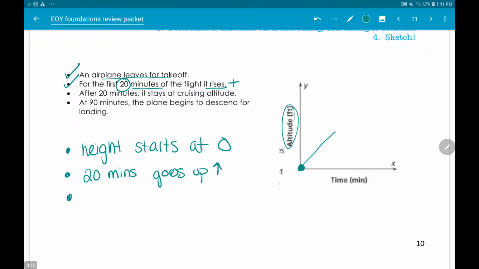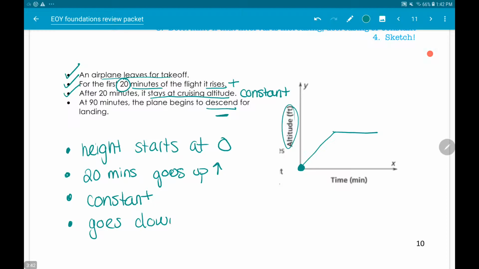Okay, after that, it stays at cruising altitude. And when I see the word stays, I think constant. At 90 minutes, the plane begins to descend for landing. That means it goes down.